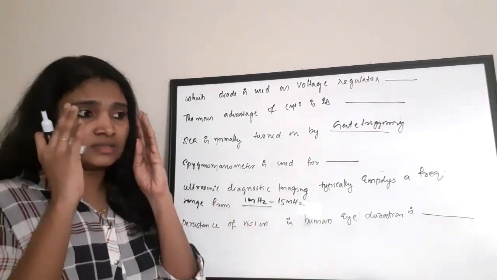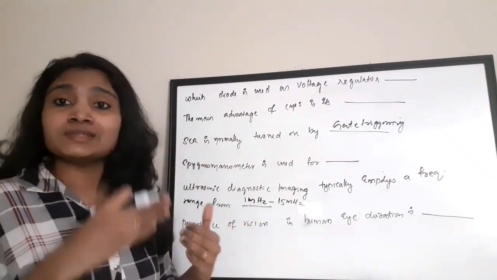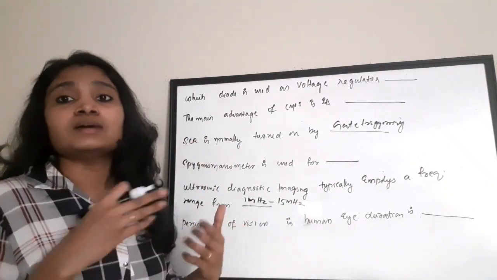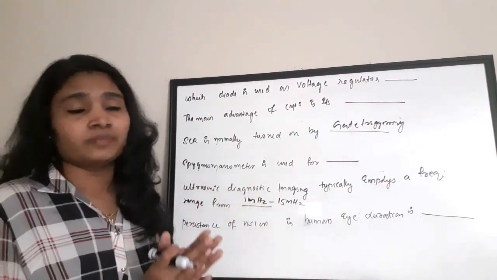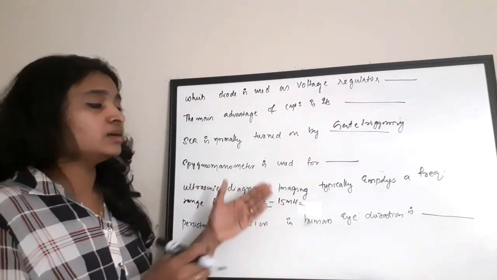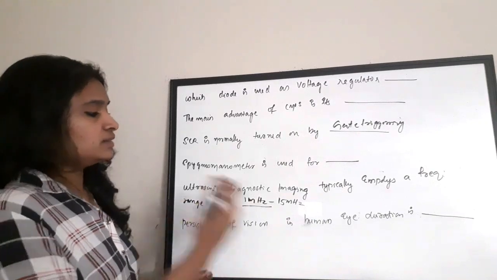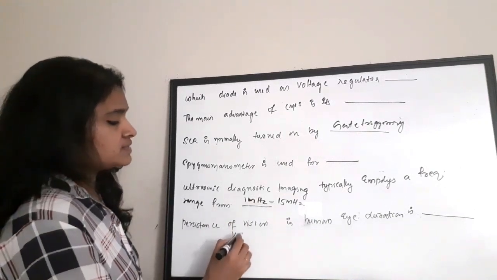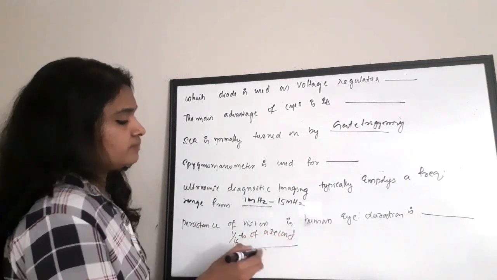Whenever we are seeing something, this image will last in our brain for 1/16th of a second, even after we are not seeing that image, or it has been removed from in front of the eye. So this property is called persistence of vision, and the duration is 1/16th of a second. It will last.